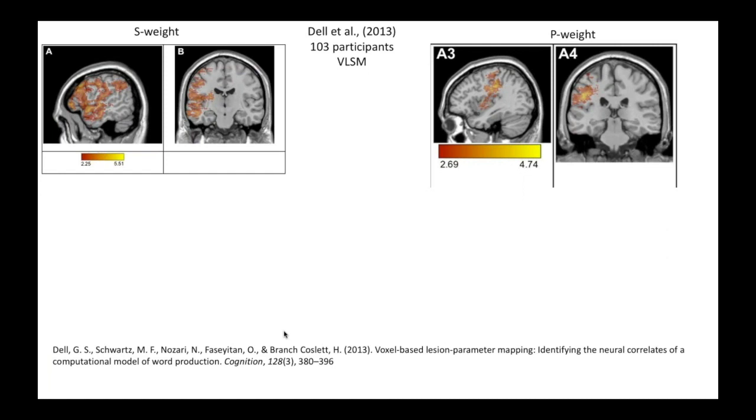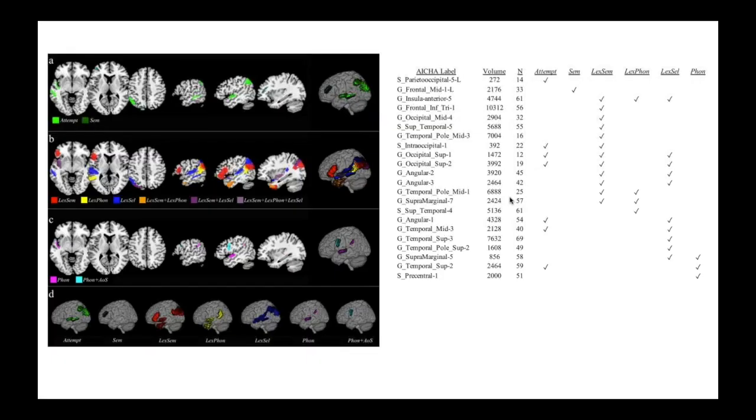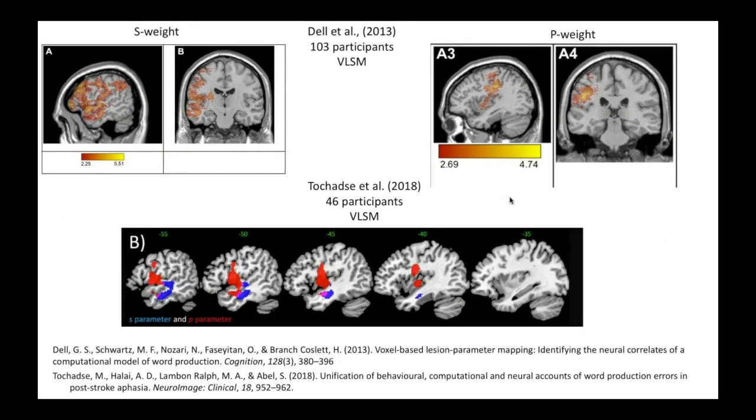And just to touch base again with the literature, if you look at S weights and P weights using voxel-wise lesion symptom mapping, this is what you get for S weight, and this is what you get for P weight. Kind of different, but also you kind of get these two big blobs of networks. We are separating these things out a lot more, as you can see. Also, these results aren't totally replicable exactly.